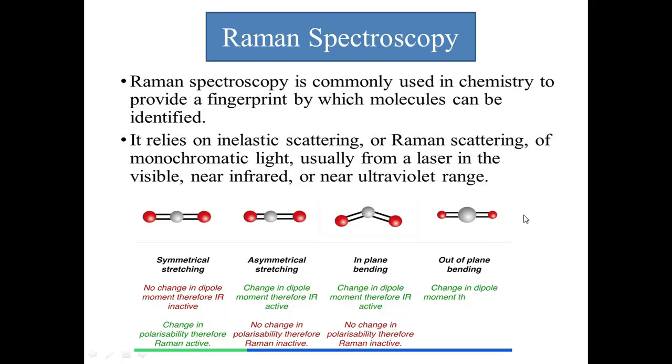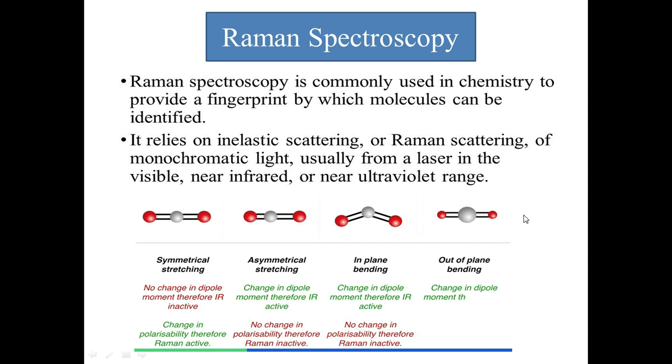Another technique is Raman spectroscopy. So what is Raman spectroscopy? Basically, Raman spectroscopy is commonly used in chemistry to provide a fingerprint by which a molecule can be identified. It relies on inelastic scattering, or Raman scattering, of monochromatic light, usually from a laser in the visible, near infrared or near ultraviolet range. There are differences between IR spectroscopy and Raman spectroscopy.